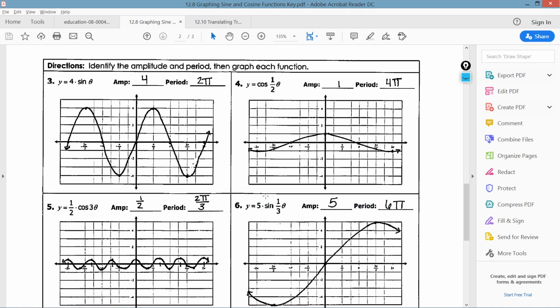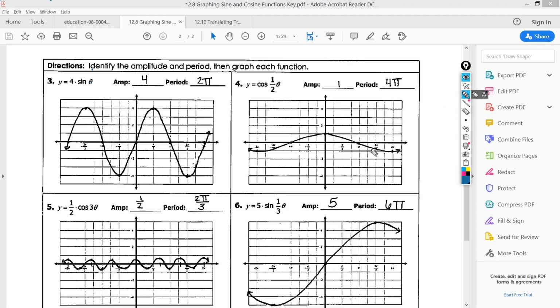So let's talk about how you would graph one of these. On your test, I think you just have to pick the right graph, which isn't hard. Just make a little function table and test a few points. Okay, so y equals 4 times sine of theta. Here's my 4, right? That means the amplitude is 4. There's nothing in front of theta, so my period is 2 pi.